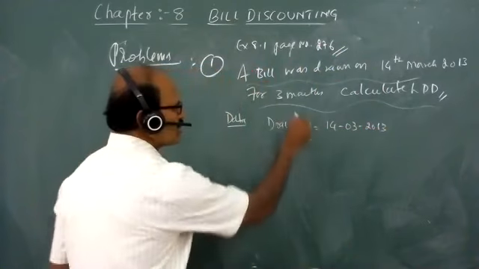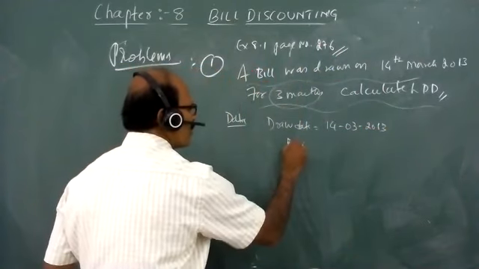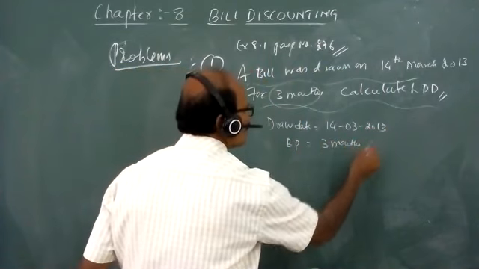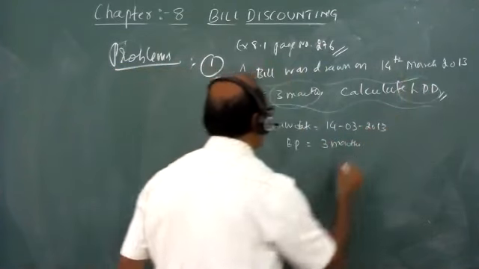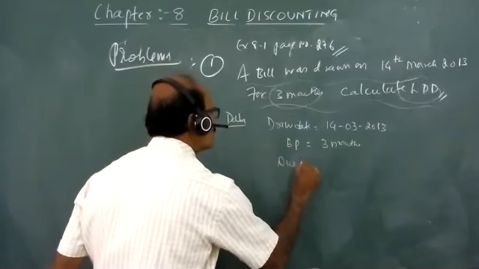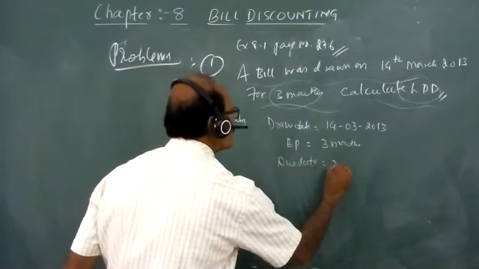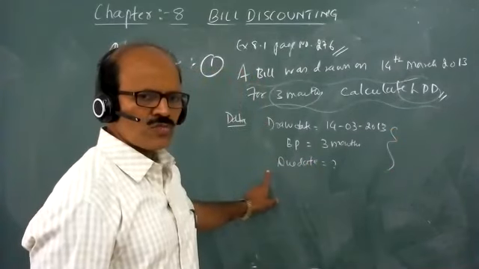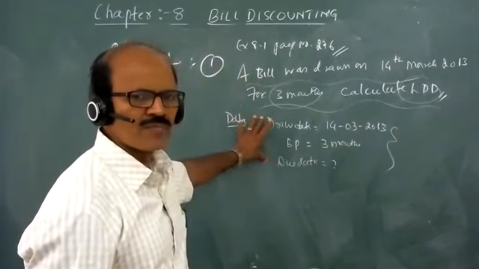And what else is given? 3 months. The bill period is equal to 3 months. And what do we calculate? The due date. So calculate the due date. Very simple. So this is called data.